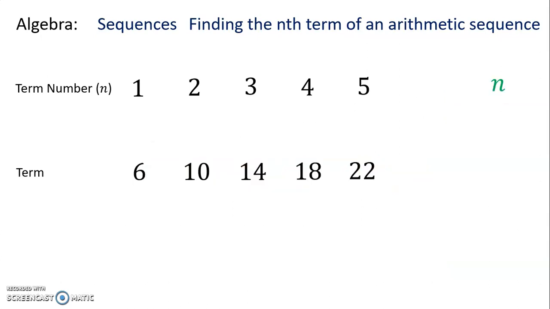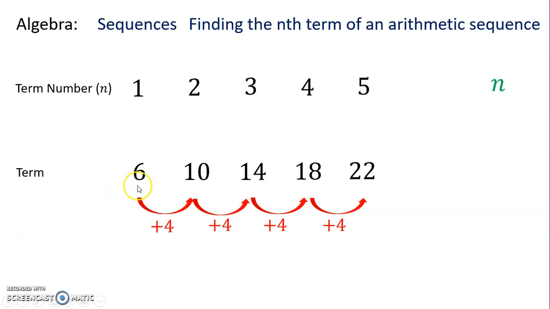Okay, so if we look at the sequence here, it doesn't look like an obvious times table. So if I want to find the nth term for this, I'm going to start by finding the term-to-term rule, the common difference. Hopefully you can see here that the common difference is positive 4. I'm adding 4 each time.